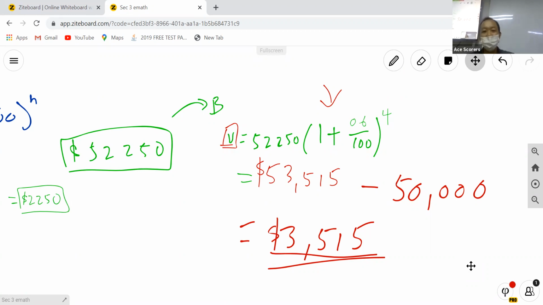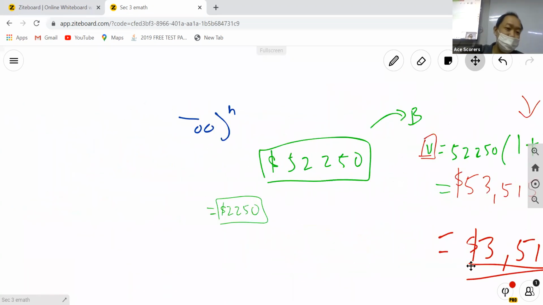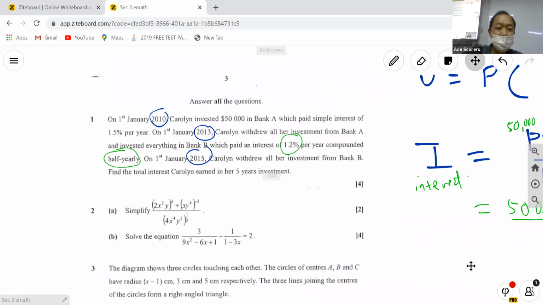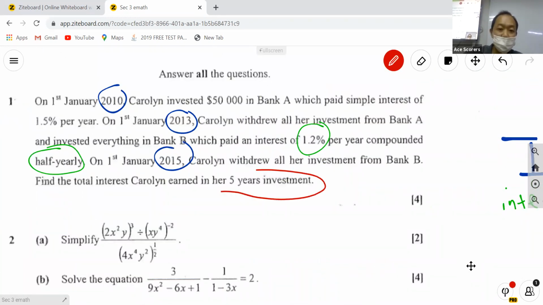I thought it's just that and 2250. No need, because the original principal is 50,000. That means you put 50,000. They ask for the total interest, so everything is included in the first interest. 5 years: you put 50,000, put here, put there, 5 years later you get 53,515.